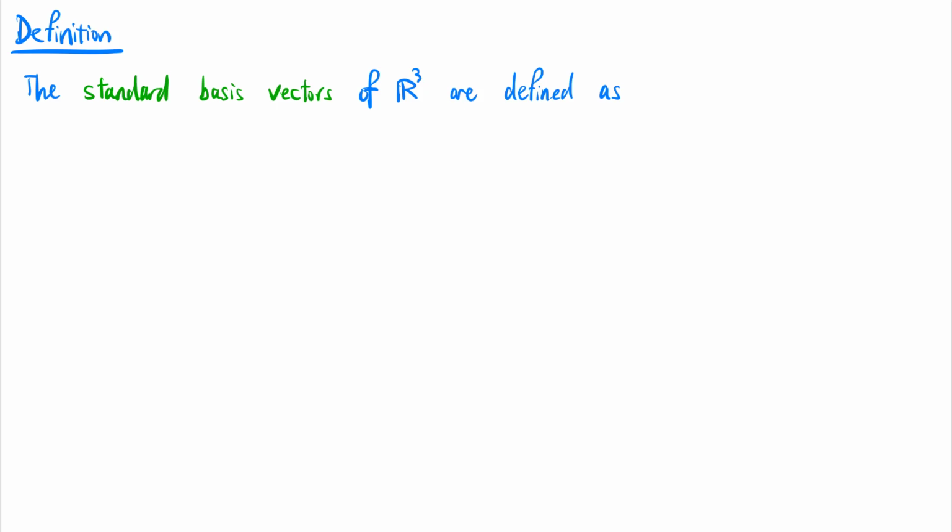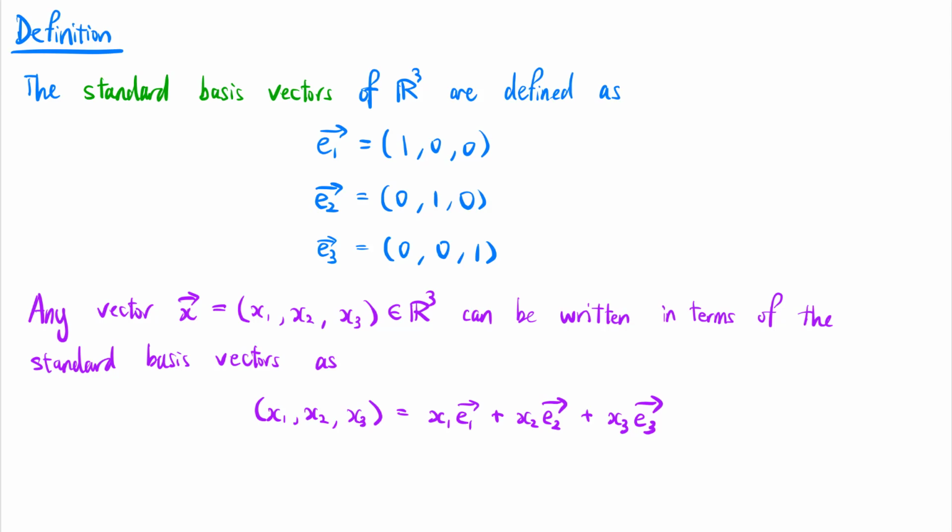First, let's define the standard basis vectors of R3. They are E1 equals (1, 0, 0), E2 equals (0, 1, 0), and E3 equals (0, 0, 1). These three vectors are useful because any vector x equals (x1, x2, x3) in R3 can be written in terms of the standard basis vectors as x1 E1 plus x2 E2 plus x3 E3. This notion will be discussed in detail when we study vector spaces.